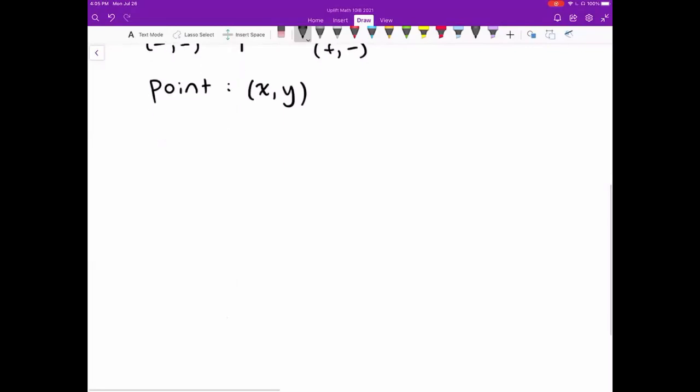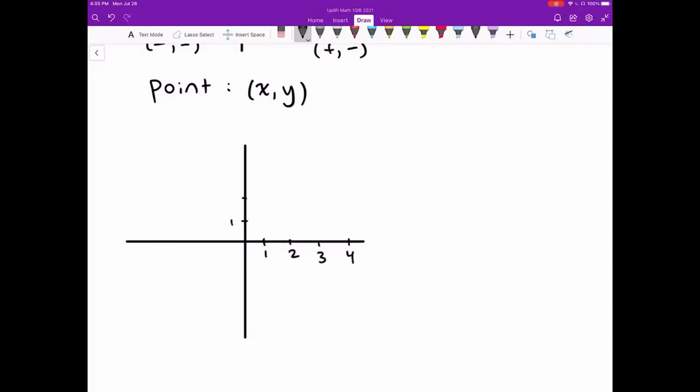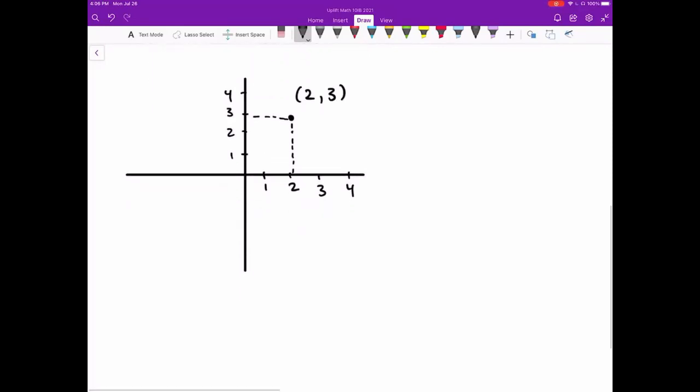I'm sure you all graphed points before, but just as a reminder, when we have a Cartesian plane, let's say 1, 2, 3, 4 on each axis. If we have a point right here, we first write down the x coordinate, which is 2. After that, we write our y coordinate, which is 3. So that is how we label a point. And this goes for other quadrants as well.